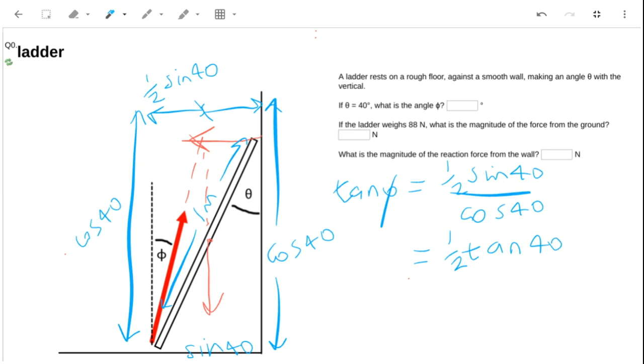Right, so tan of 40 divided by 2, and then the inverse tan of that gives me 22.76.